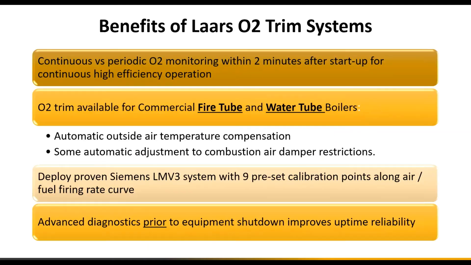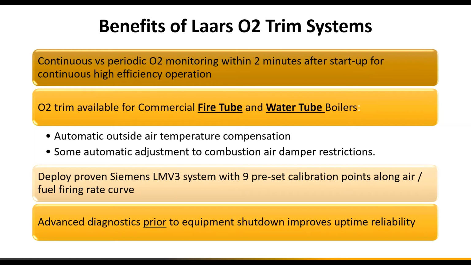Moving on to the next slide here. Just real quick on the Laars trim, there are different O2 trim systems. One of the features of our trim system is continuous O2 monitoring and trimming, if necessary, within 2 minutes after startup. There are other systems out there that do periodic trimming. Our O2 trim system is available on both fire tube boilers, for space heating applications, as well as water tube boilers, which can be used for both space heating as well as potable water applications.